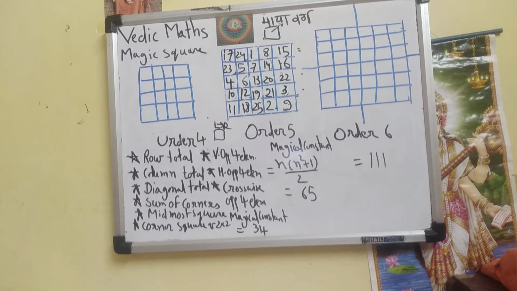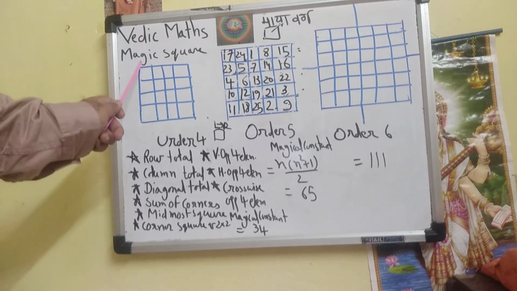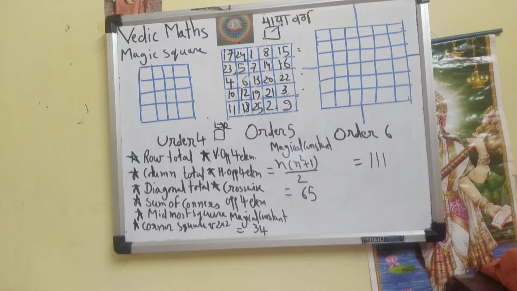Now we see the magic square of order 4 by 4. To create a magic square of order 4 by 4, we have to fill positive integers from 1 to 16 in this square grid in such a manner that the sum of each row, the sum of every column and the sum of any diagonal should be the same.